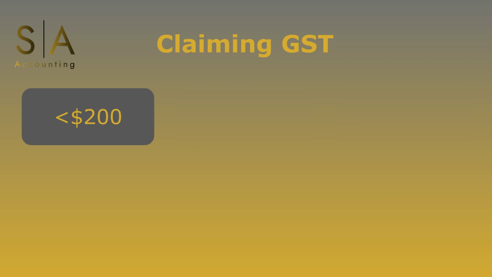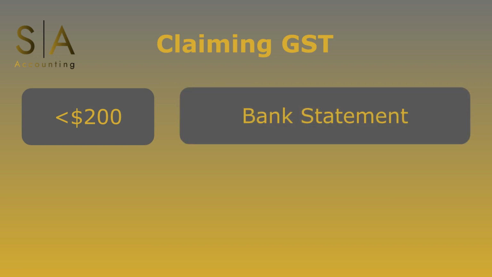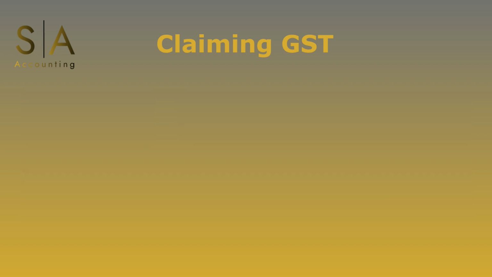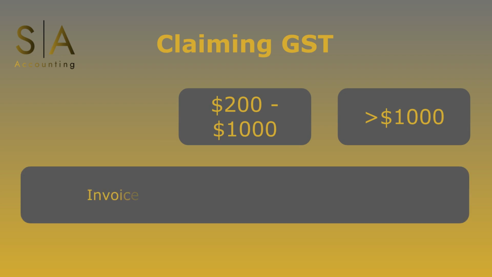For $200 or less, your bank statement is sufficient evidence, meaning you don't need to worry about keeping every receipt or invoice you get in a shoebox somewhere. When it's over $200, you'll need an invoice or receipt that shows the GST amount you're claiming. But what do you need to put on your invoices?